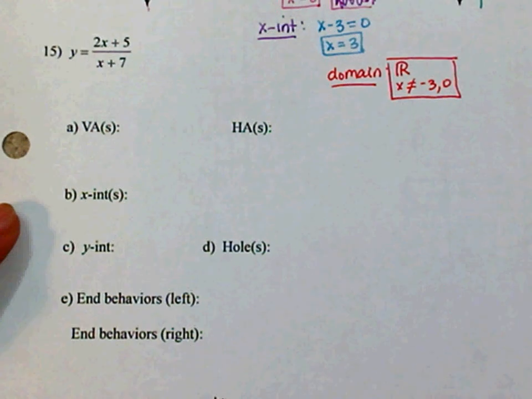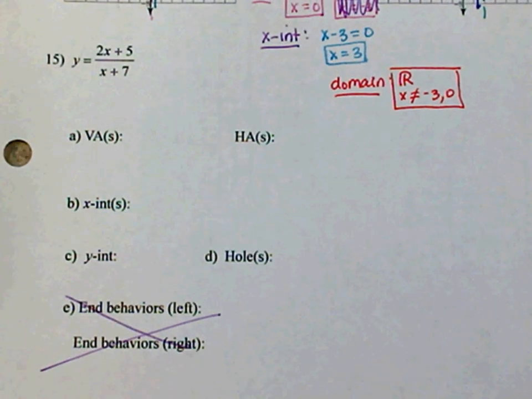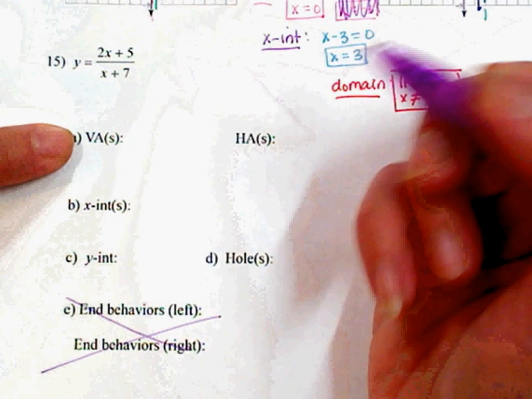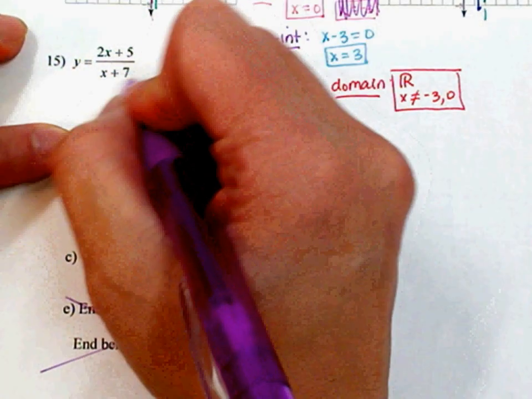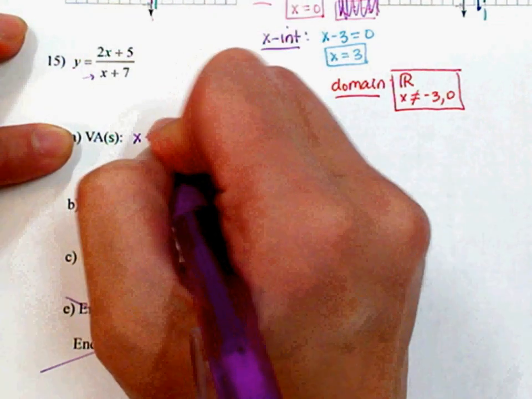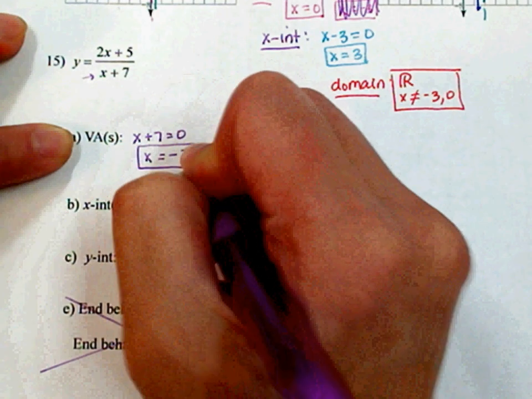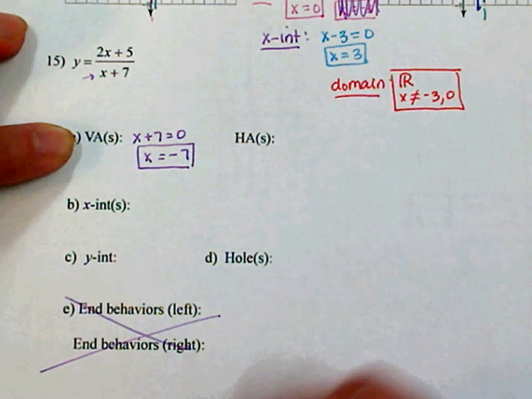All right. 15, you don't have to graph, and you can mark off the end behavior. We're not doing that. Okay, guys? Here we go. Let's take a look. Vertical asymptote. Can't factor, so I'm just going to look in your denominator. X plus 7 equals 0. X cannot be negative 7. Ta-da! There's your VA. Okay?